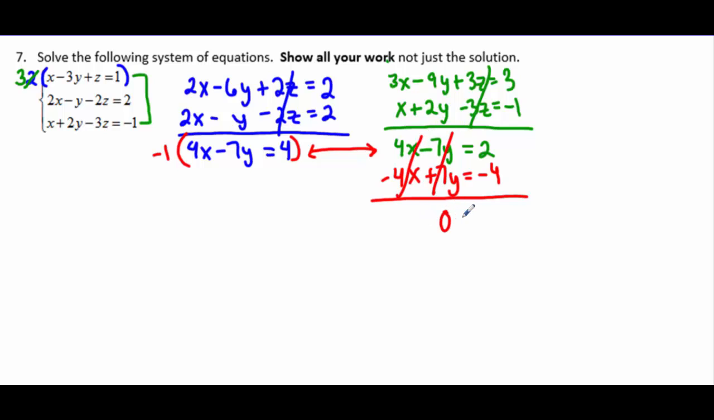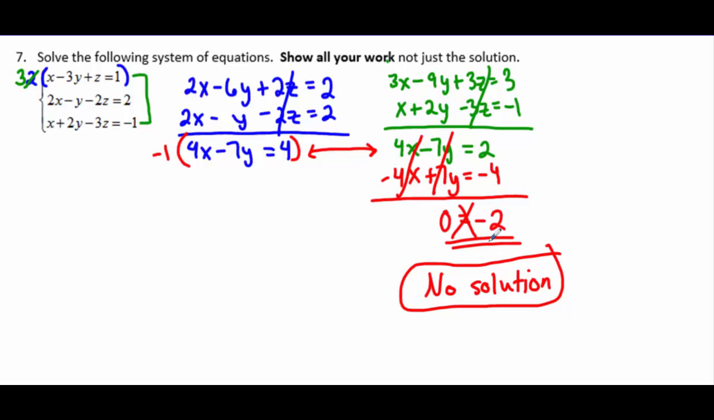Our letters cancel out, which means the left side is 0. The right side is -2. This is not true, that 0 equals -2, which means that this system has no solution. And we can stop right there.